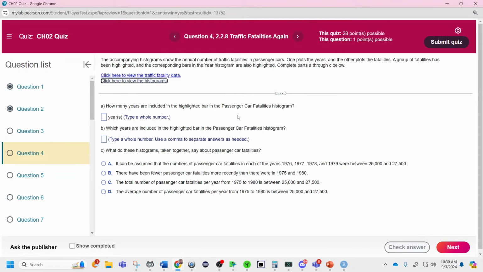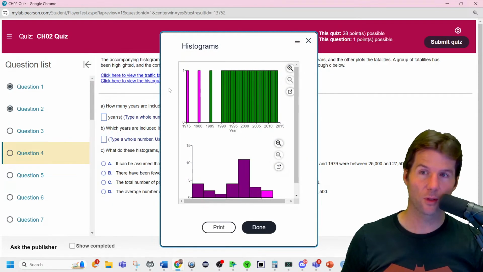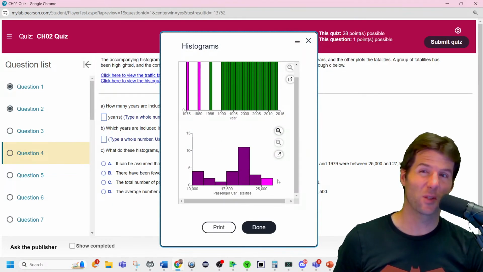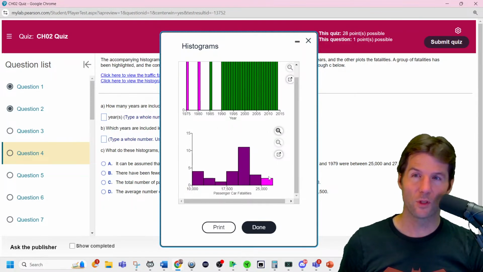How many years are included in the histogram bars in the passenger car fatalities histogram? The corresponding bars in the year histogram are also highlighted. So how many years are included in the highlighted bars? It's talking about this one specifically. What would you say to that?